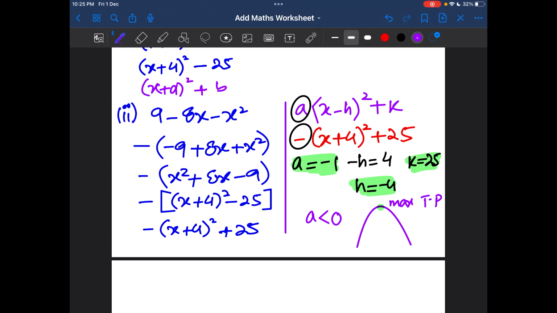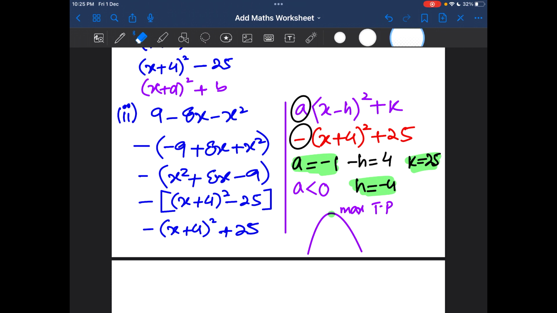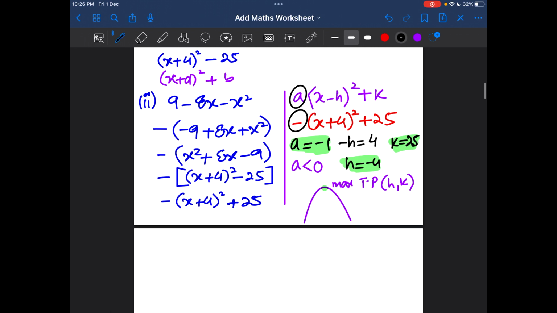Now, what is the value of this turning point? The value of this turning point is going to be h comma k, the value of h and the value of k. The value of h over here is minus 4 and the k value is going to be 25, which we have already found out in the previous step.